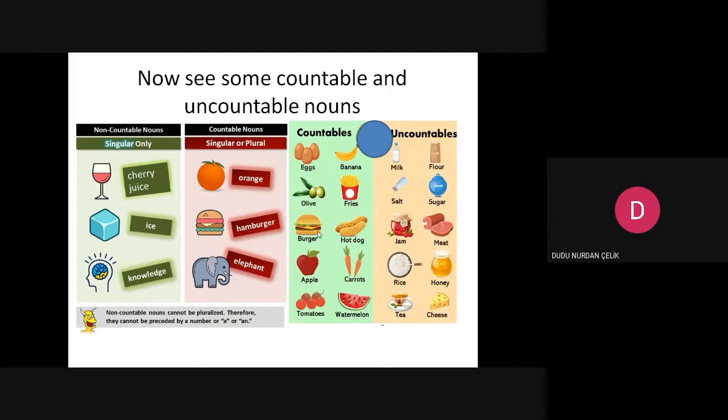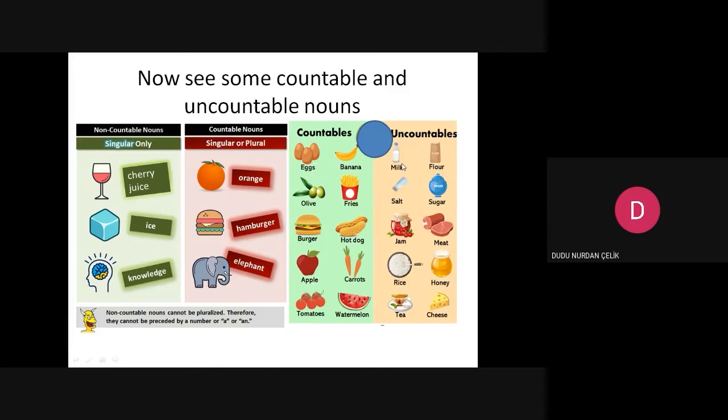Fries. Some fries, a lot of fries. Burger, a burger, 2 burgers. Hot dog, hot dogs. Apple, apples. Carrot, carrots. Tomato, tomatoes. Watermelon, watermelons. And these on this side are uncountables.